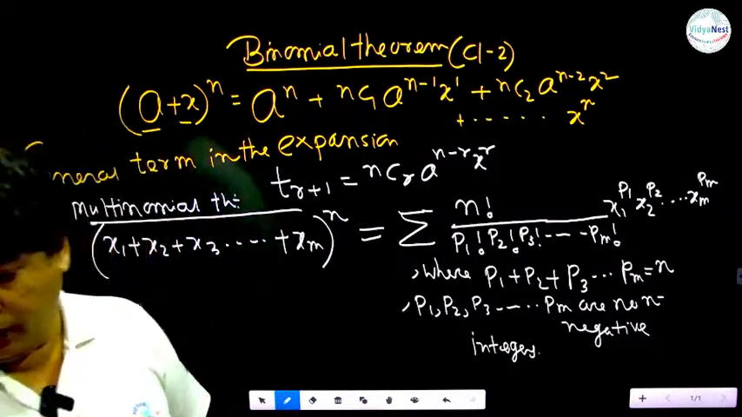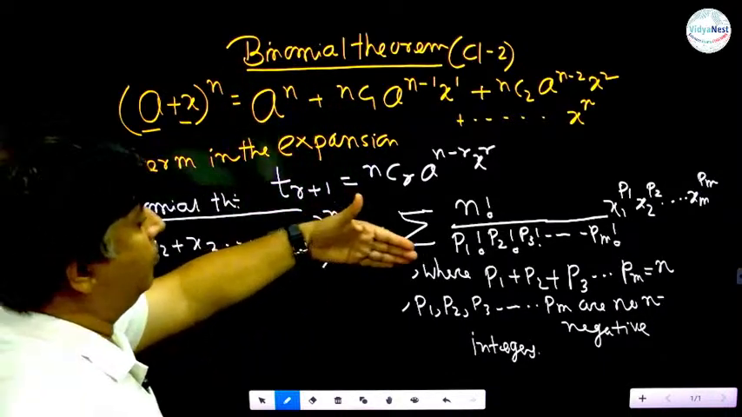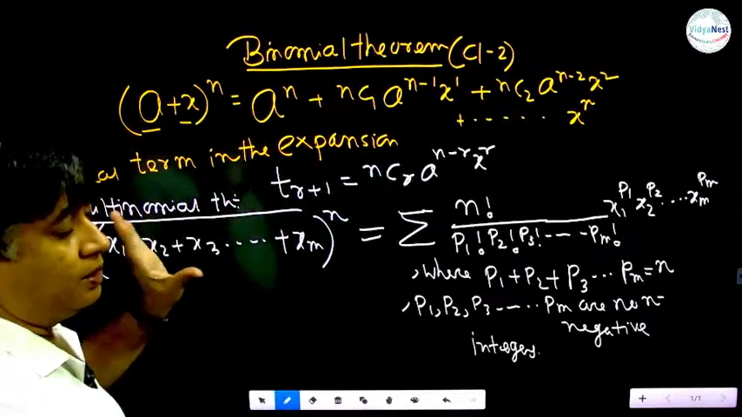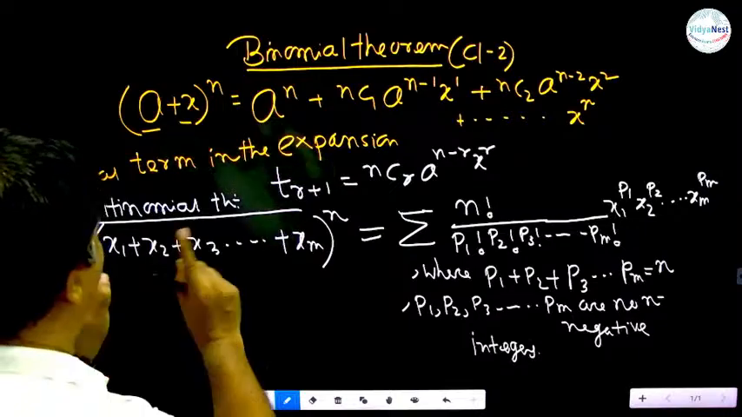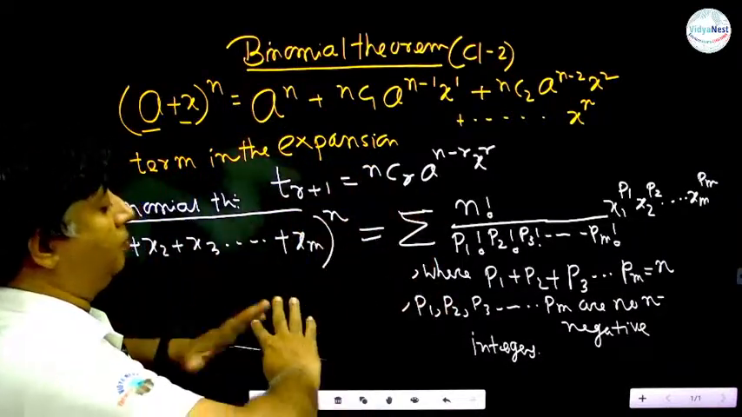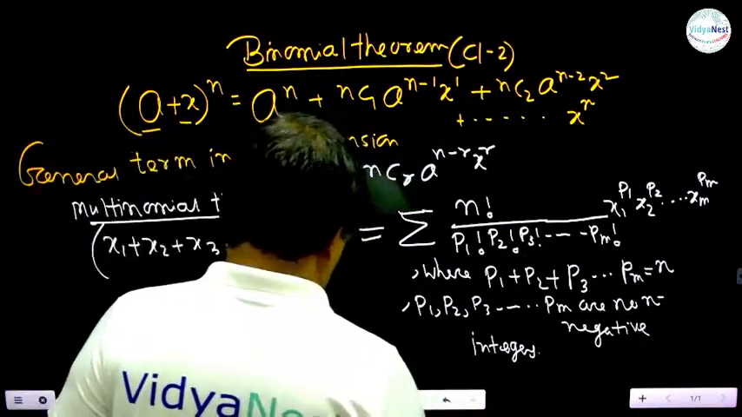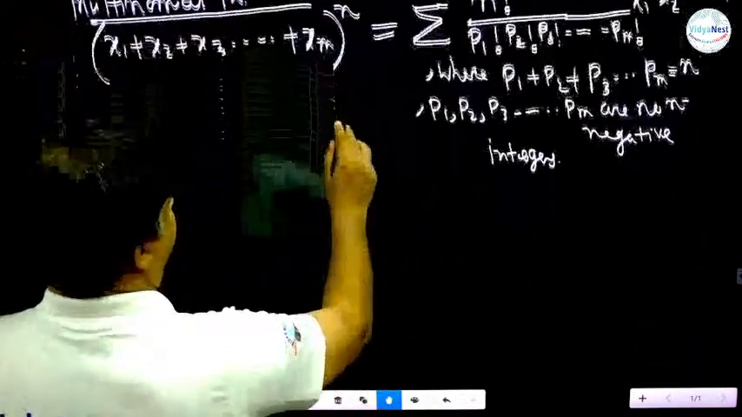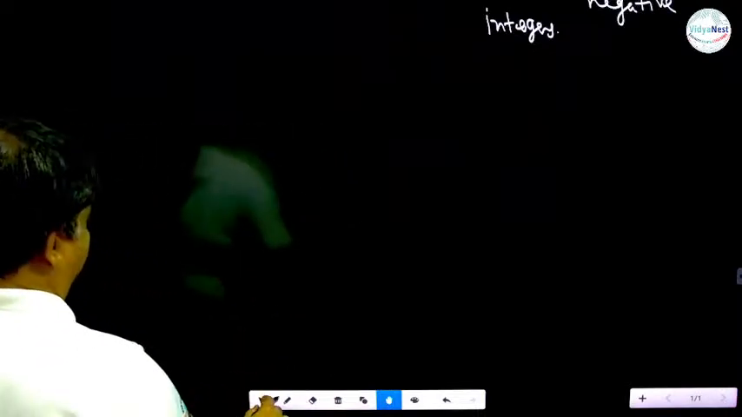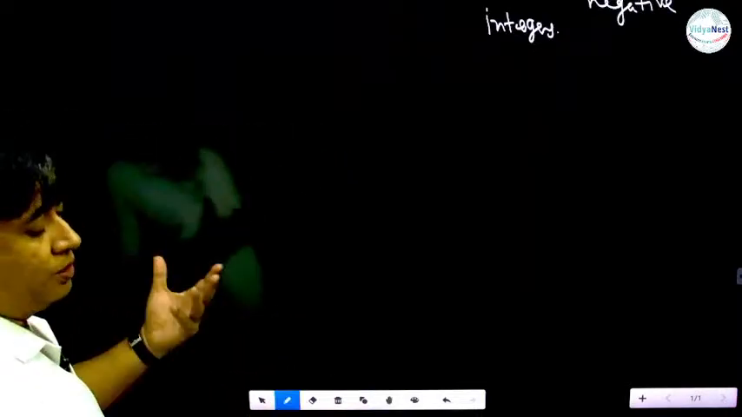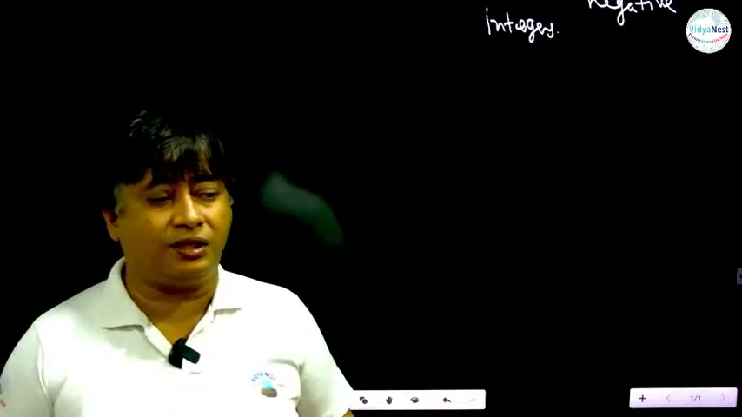Now let us do one sum from this multinomial theorem. Then अगर एक सम हो जाएगा तो ये जो देखने में बहुत कॉम्प्लेक्स लग रहा है ये डाइल्यूटेड हो जाएगा. ठीक है? Two sums we'll do on this theorem, multinomial theorem. First sum, randomly I am choosing. Next sum, from yesterday's JEE question.